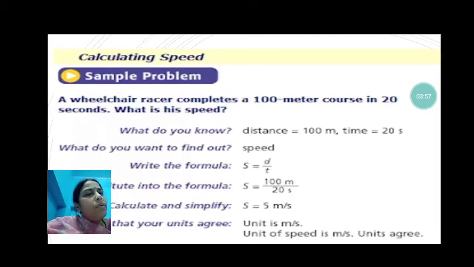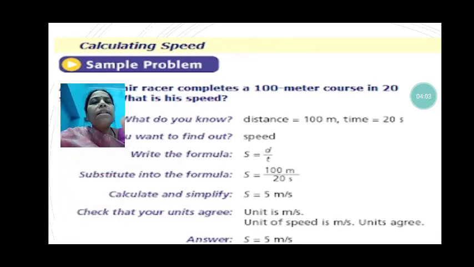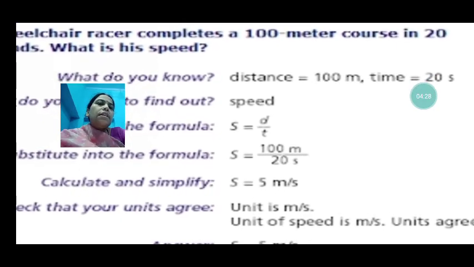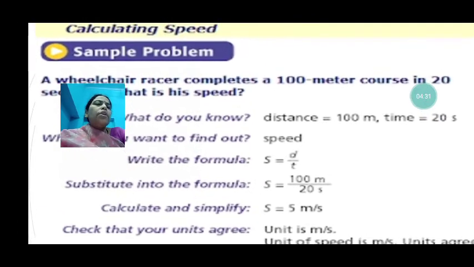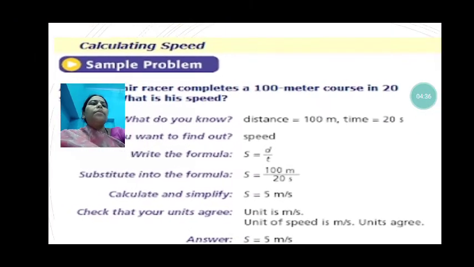So what will we do? We will write the formula. Speed is equal to distance by time. Then substitute into the formula, that means put the value of distance 100 meter and the value of time 20 seconds, then calculate and simplify. When we divide 100 by 20, we get 5 meter per second. Now check that your units agree. Above you also see meter per second, so you also have to write meter per second. The unit of speed is meter per second here, so the answer is S is equal to 5 meter per second.